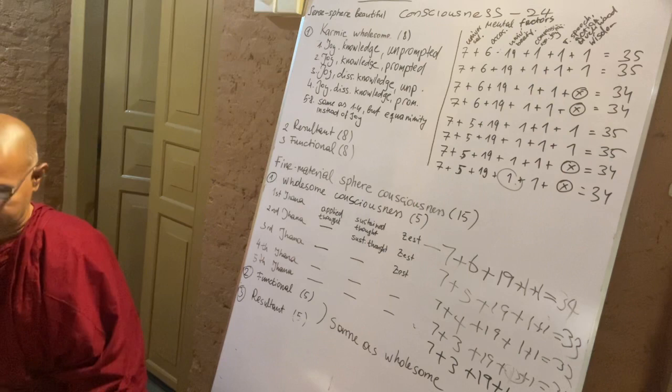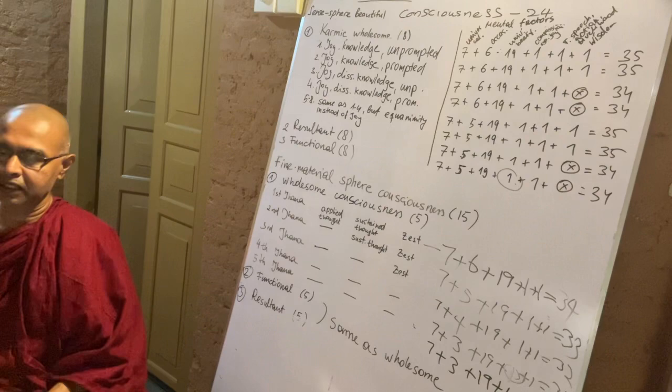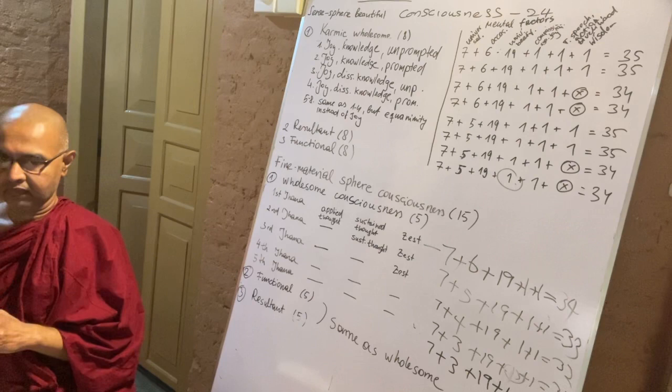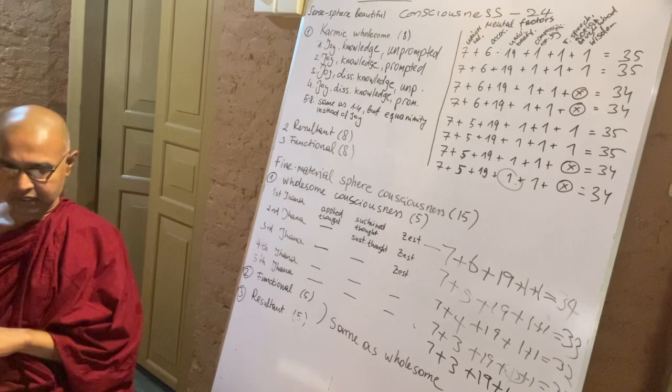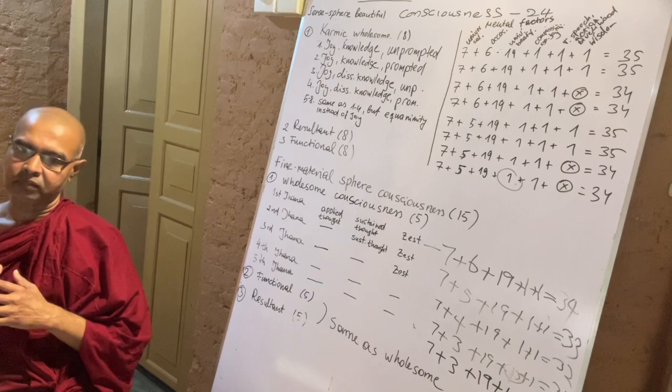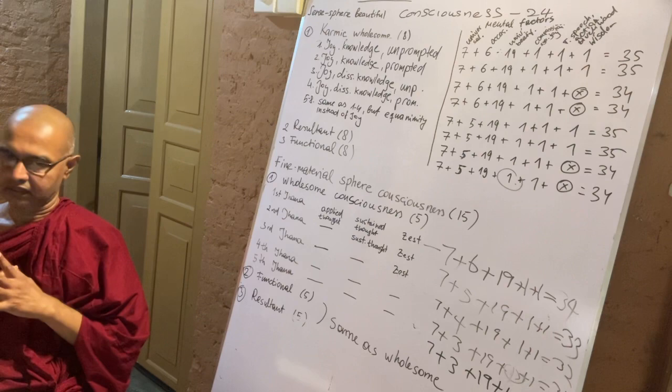There are four immaterial sphere consciousnesses. Immaterial means that in that realm or in that state there is no form, no material, no earth element, no water element, no fire element, no air element, no space element. Only consciousness is in that sphere. We can even say it is a world, but a world without form. It's just mind, only mind. Mind is the only thing there.